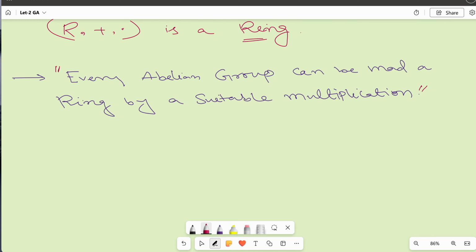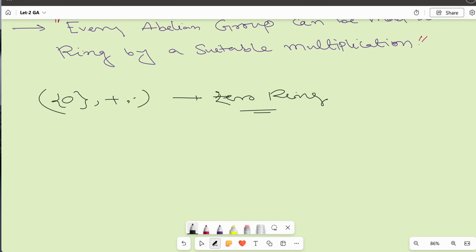Now, one more thing that I just wanted to say, that this ring with plus, dot is called a zero ring. This is called a zero ring, right? This is called a zero ring, or trivial ring. So now I am defining commutative ring.